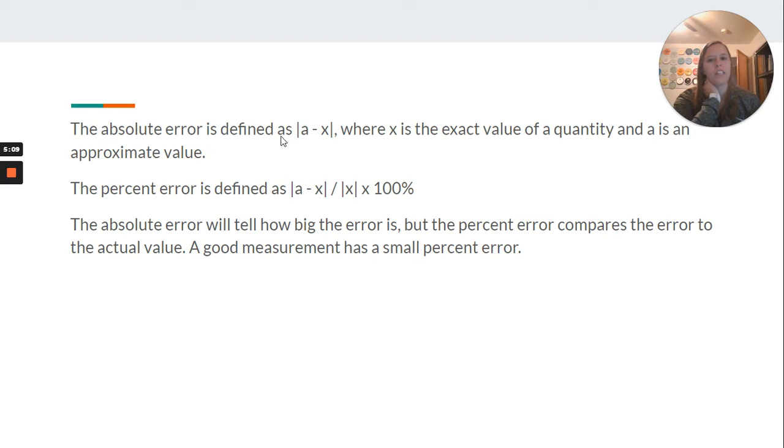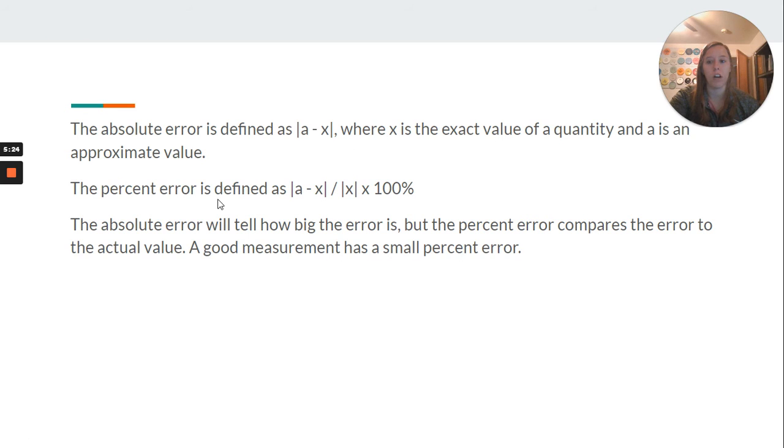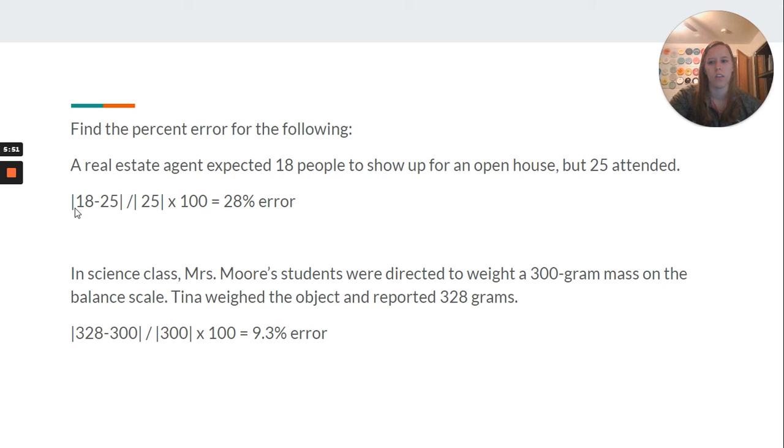So a couple notes on this. The absolute error is defined as the absolute value of a minus x, where x is the exact value of a quantity. So in this case, it was 25. And a is an approximate value. So she assumed it was 18. Then the percent error is defined as the absolute value of a minus x, over x, times 100. So the absolute error will tell how big the error is, but the percent error compares the error to the actual value. So a good measurement, if you're measuring the distance for something, has a small percent error. Okay, so that's what we did here: the estimated over the actual number times 100.